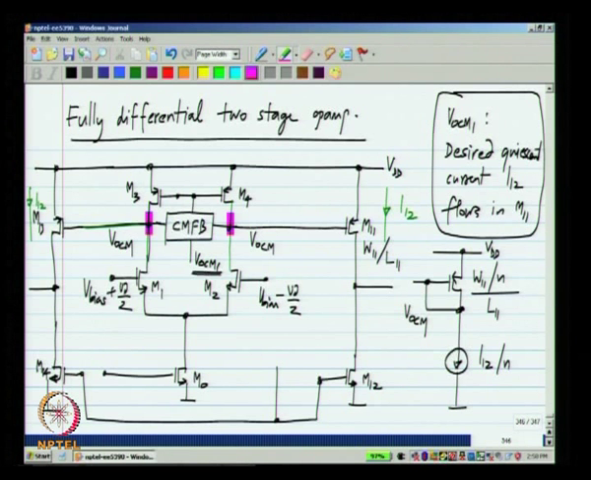Now that VOCM 1 is derived like this, let me correct these things. It is VOCM 1. The output has to be again common mode stabilized, the output stage.